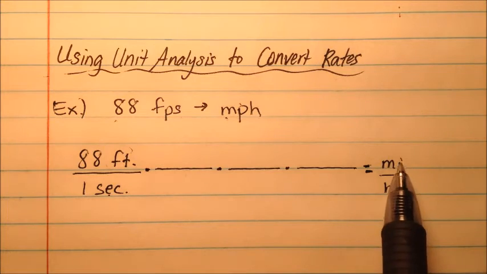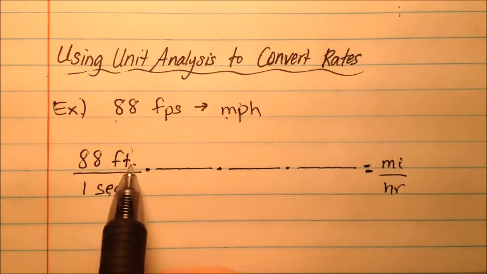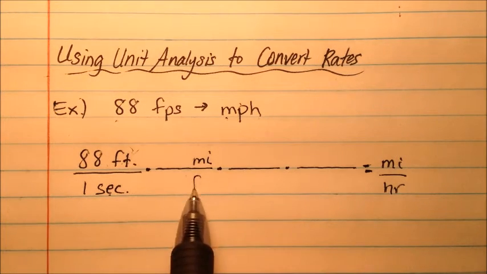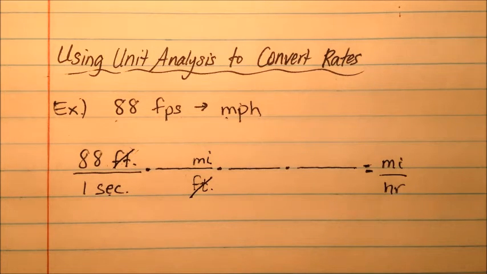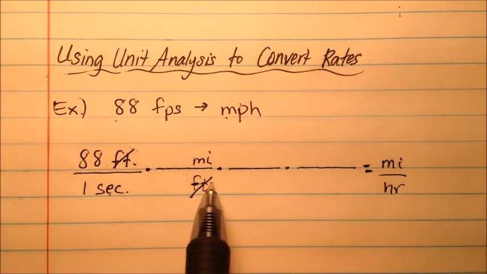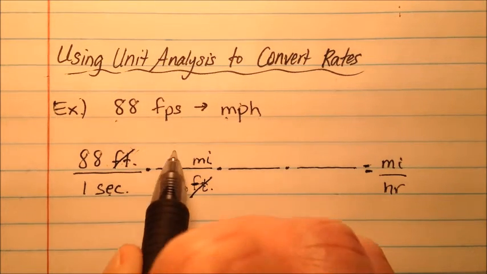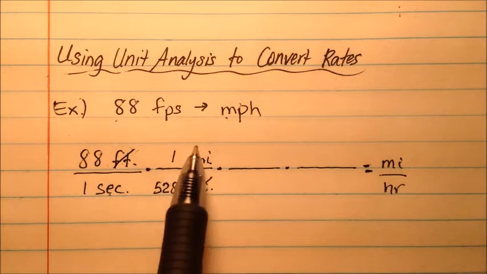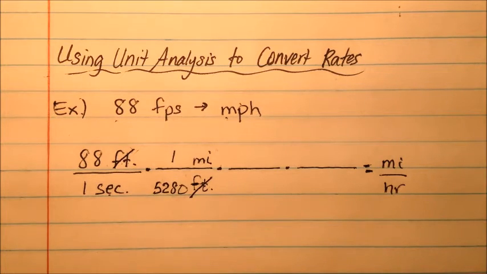Let's focus first on getting from feet to miles. In order to do feet to miles, I need my miles on top, which means my feet are going to need to cancel. So feet and feet will cancel there. What's the relationship between feet and miles? There's 5,280 feet in 1 mile. So with this one single unit conversion, we've gone from feet to miles.